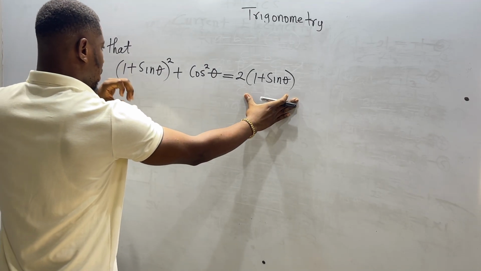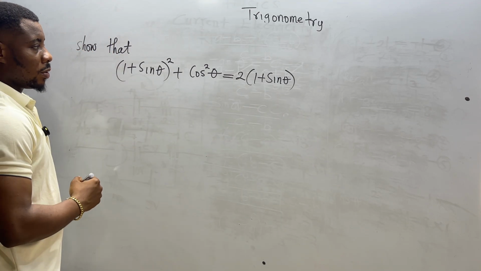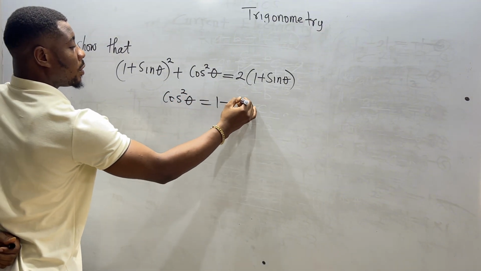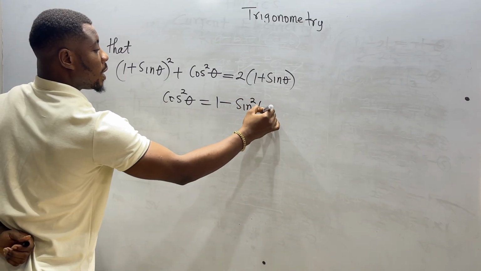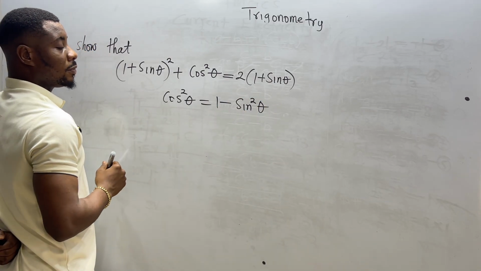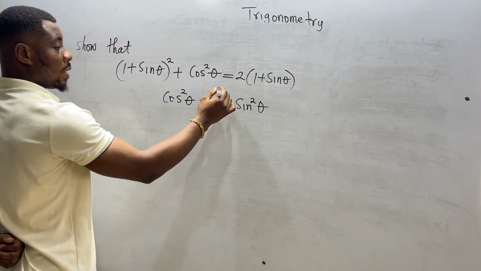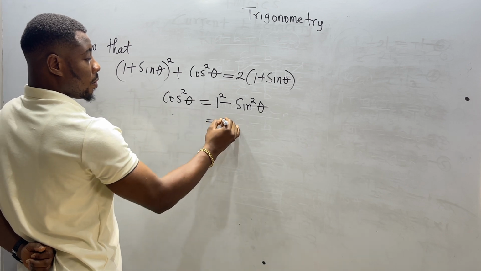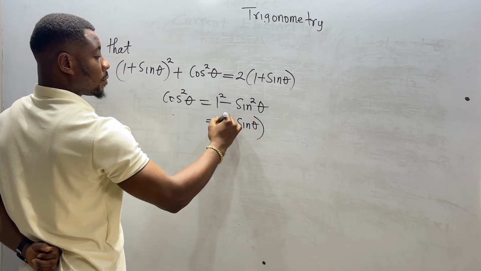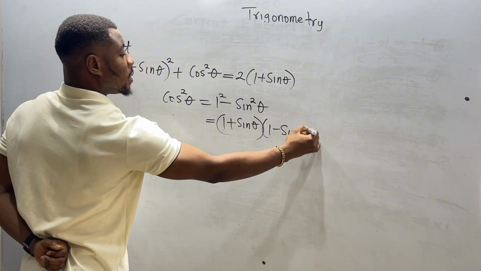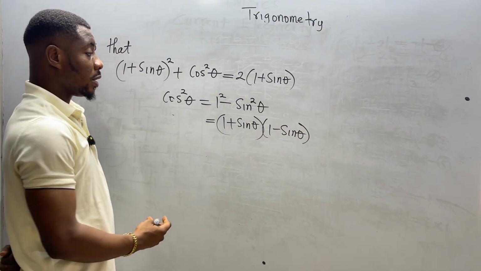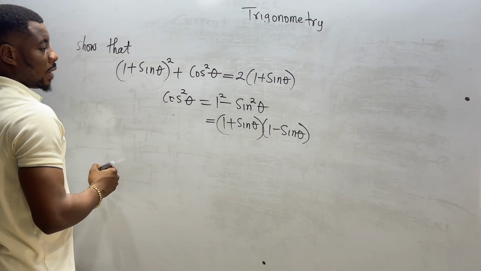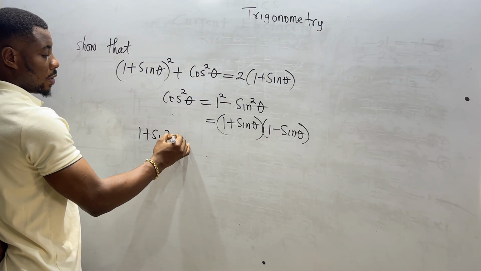Now, I can easily recall this. Remember that cos squared theta is equal to 1 minus sine squared theta. Also recall, from the difference of two squares, that 1 squared minus sine squared theta is the same as 1 plus sine theta into 1 minus sine theta. That's an algebraic identity. Now we can actually say from here that, replacing with what I have here, I can have that 1 plus sine squared theta.